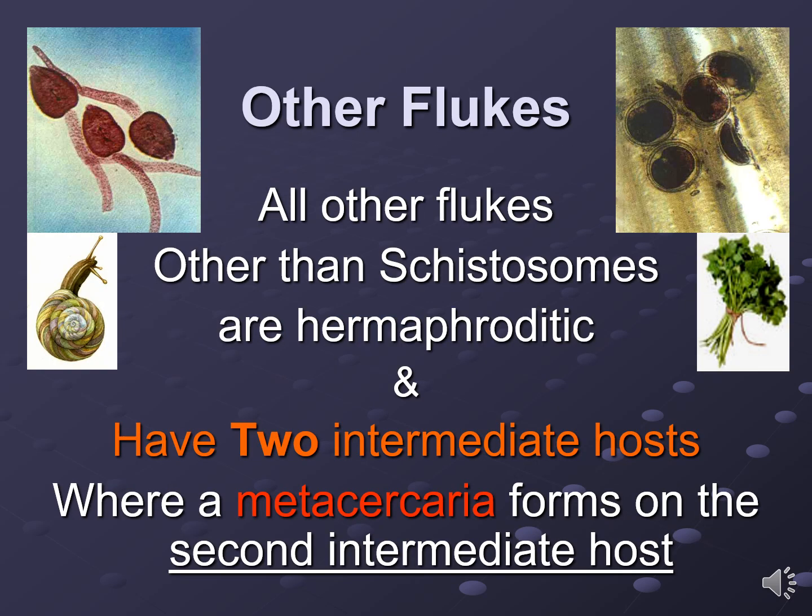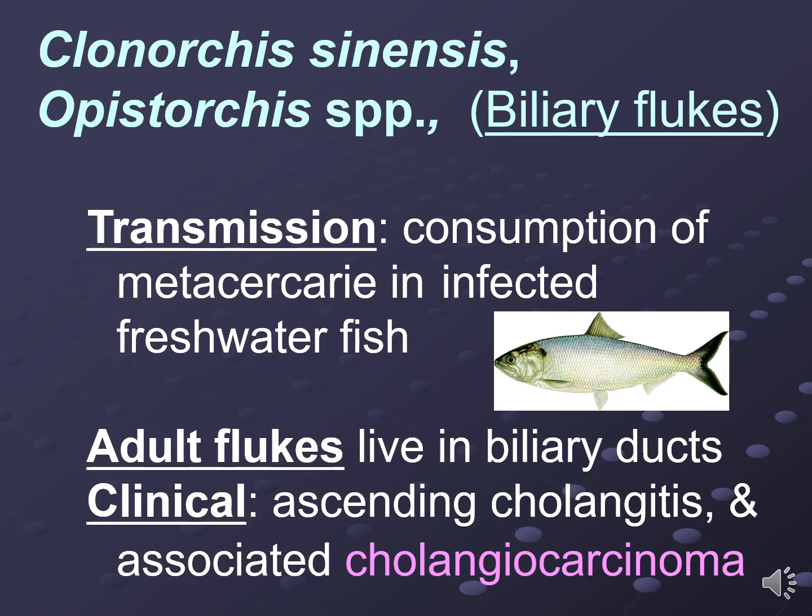Other flukes, that's for the schistosomes. Now, all other flukes other than schistosomes are hermaphroditic. We have repeated that and it's clear. They also have two intermediate hosts, where metacercaria form on the second intermediate host. Let's see how that is done. We have Clonorchis or Opisthorchis. Those are the biliary flukes.